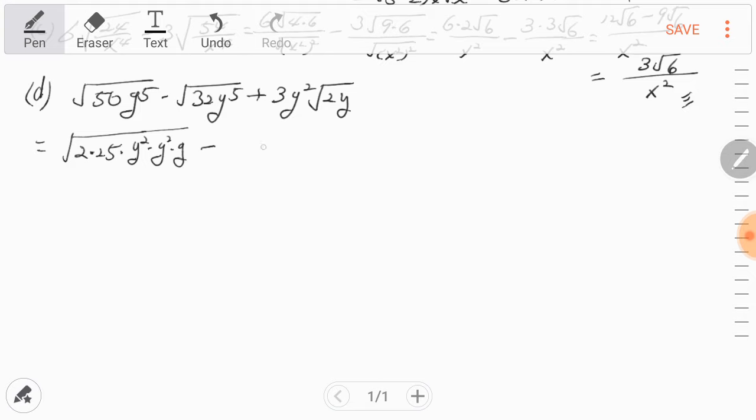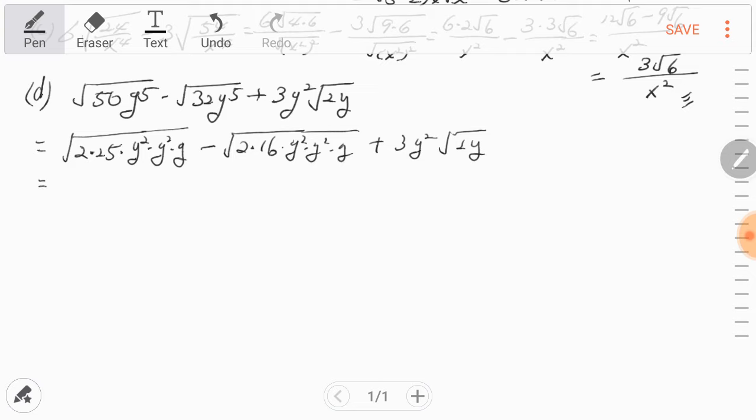Okay, minus 32 is 2 times 16, because we want to make a square. So 16 is 4 squared. And then y to the fifth power is still the same, y squared times y. Then plus 3y squared square root of 2y.